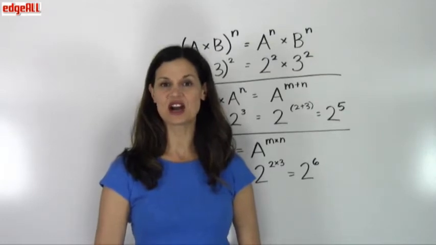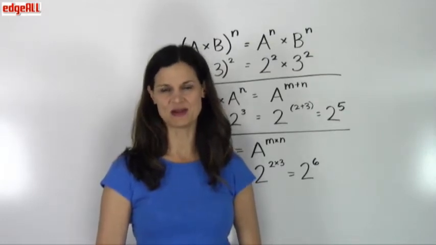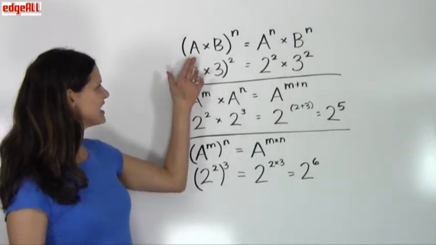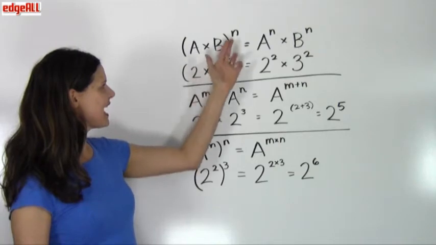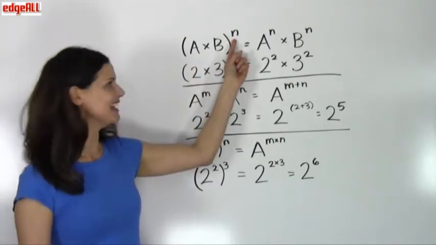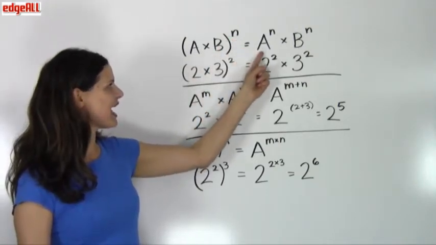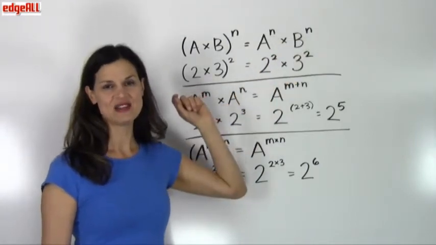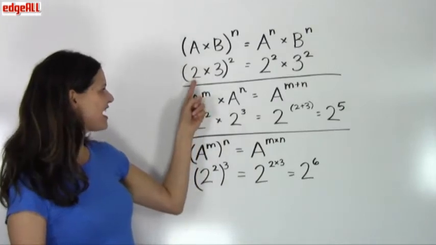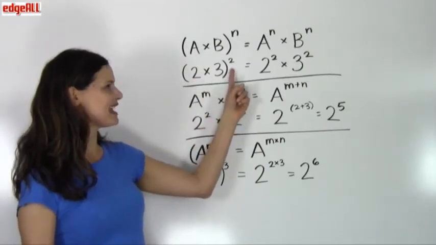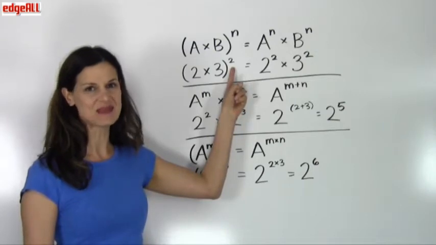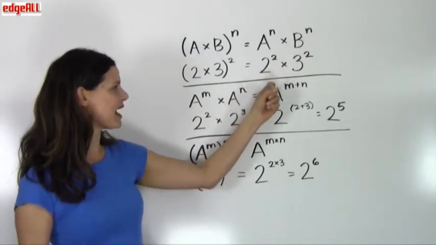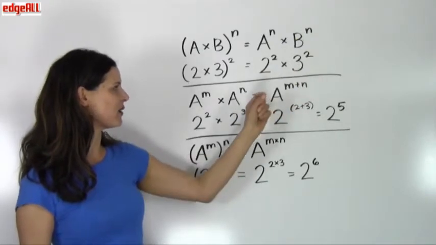First, let's refresh our memories on some of the exponent rules. If I have two numbers here, a times b, and they are raised to the power n, that is equal to a to the power n times b to the power n. Using numbers as an example, 2 times 3 raised to the second power, or squared, is equivalent to 2 to the second power times 3 to the second power, or 2 squared times 3 squared.